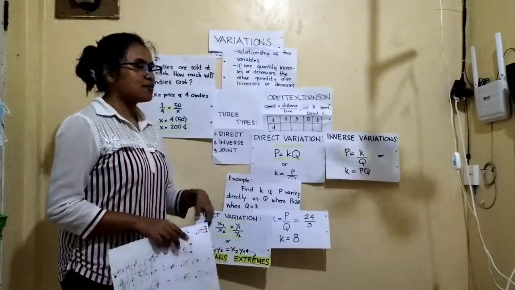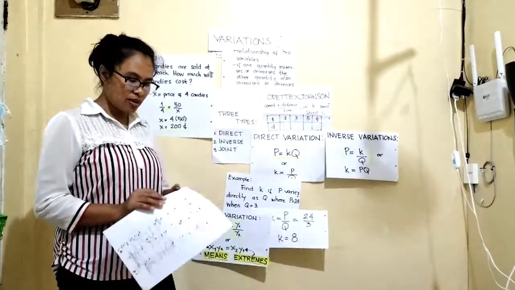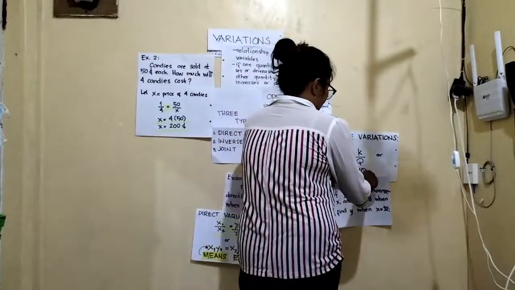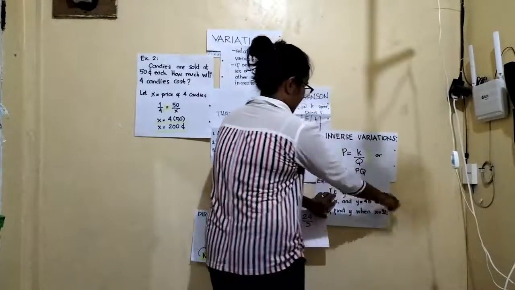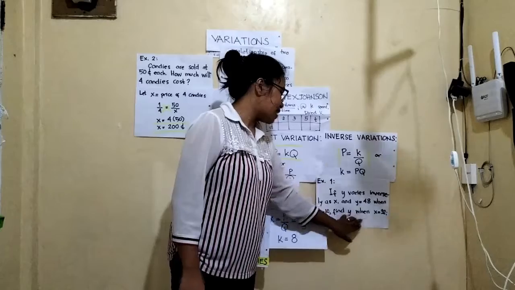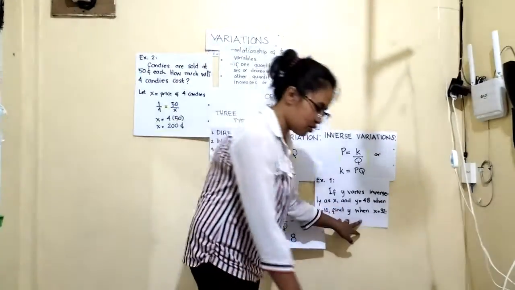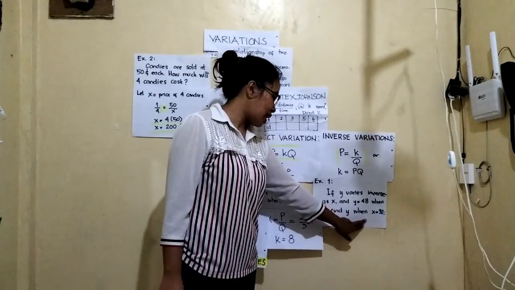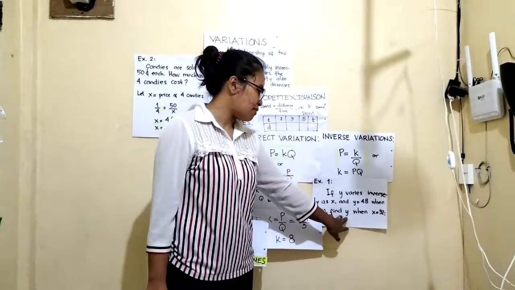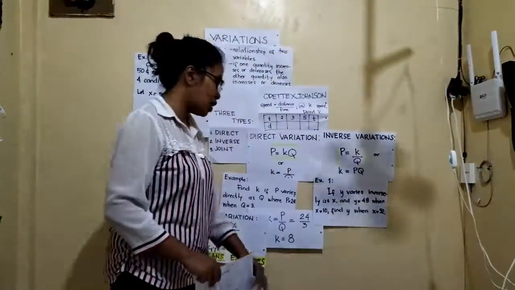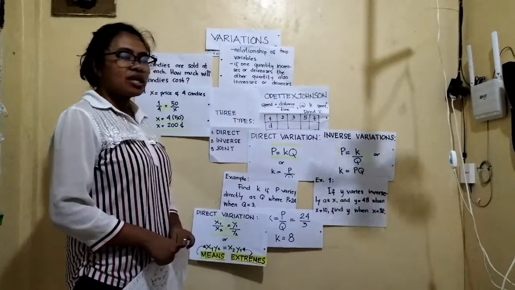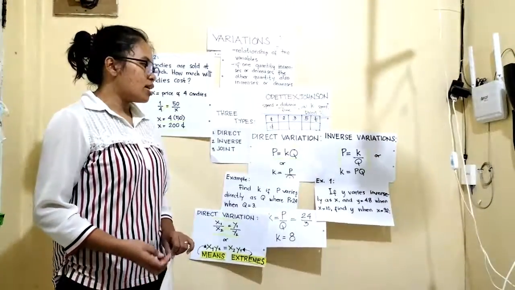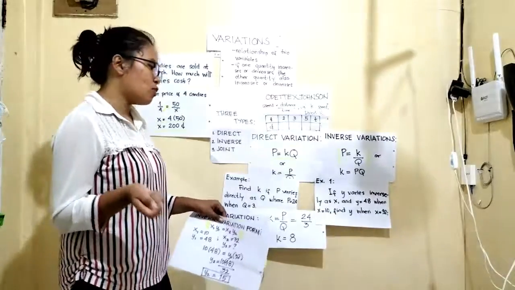So, we now go to inverse variations. These are the examples of direct variations. Inverse variations, on the other hand. If y varies inversely as x, okay, this is the question, right? If y varies inversely as x and y is equal to 48 when x is equal to 10, find y when x is equal to 32. So, we have to identify all the givens first. We have to identify which are the x sub 1, x sub 2, y sub 1, and y sub 2.